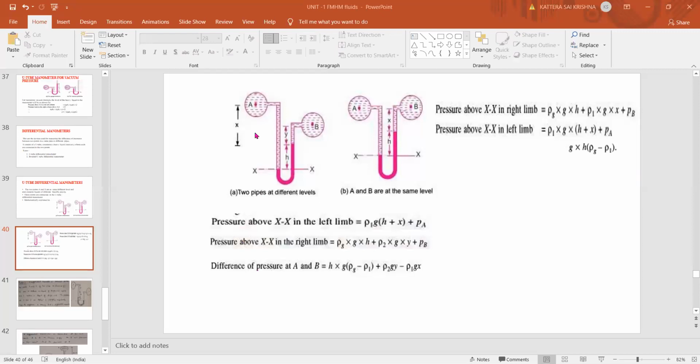If you want to get the pressure difference, we need to equate both. Equating the left limb pressure and right limb pressure, finally you will get PA minus PB, or PB minus PA, equal to this equation. That we need to solve. Okay, please roughly note it down.